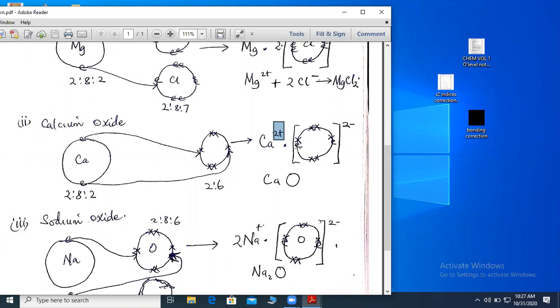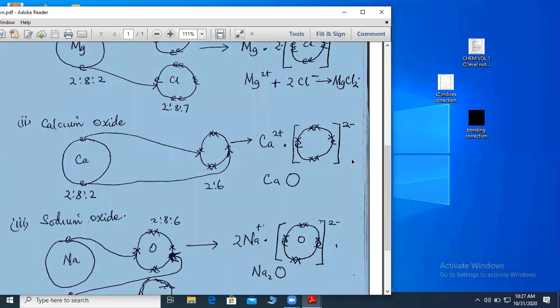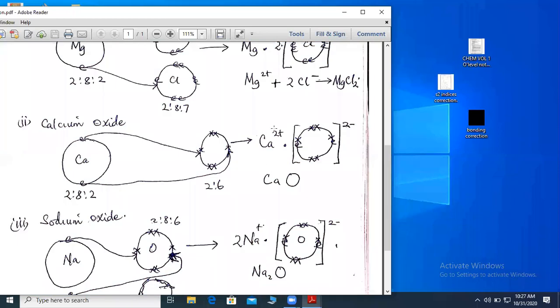The electrons that have been gained are here, where they are being represented by E. Those are electrons that have been gained, so that the total becomes 8. And since 2 electrons have been gained and each electron is negatively charged, we put 2 negative charges on the top right corner. And finally, 2 positive charges and 2 negative charges, the overall becomes 0 charge, and the compound formed is calcium oxide.